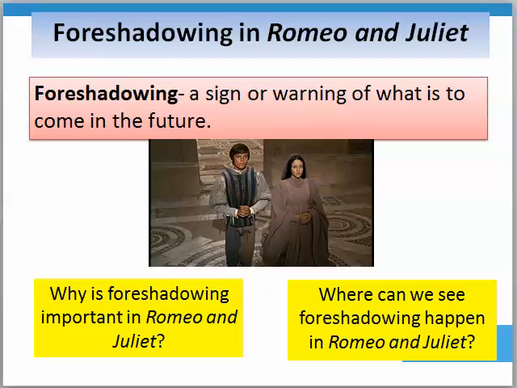Starting with Romeo and Juliet, we're going to look at foreshadowing and how it's used. So foreshadowing, remember, is a sign or a warning of what is to come in the future. So some questions to ask yourself: why is foreshadowing important in Romeo and Juliet? Look back at the text. Where can you see examples of foreshadowing and where it occurs?